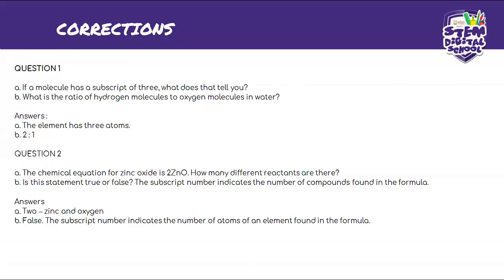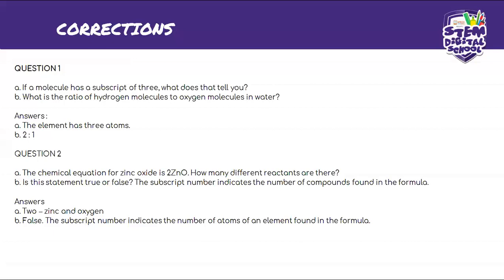So these are the corrections. If a molecule has a subscript of 3, what does that tell you? And what is the ratio of hydrogen molecules to oxygen molecules in water? The answers are: A, the element has 3 atoms, and B, the ratio is 2 to 1. If you look at the molecule, the water molecule is H2O. All right.